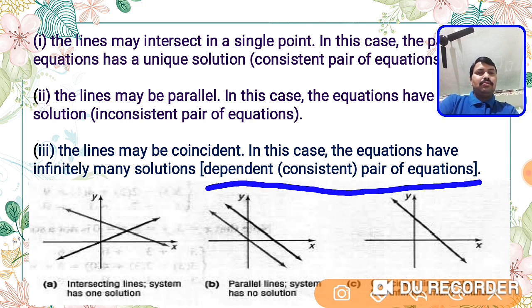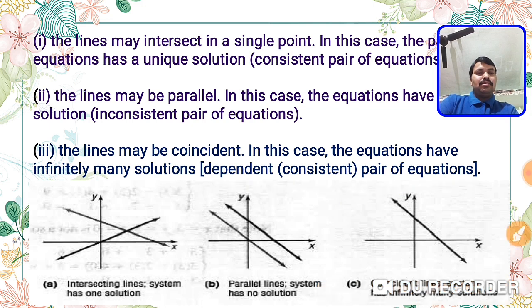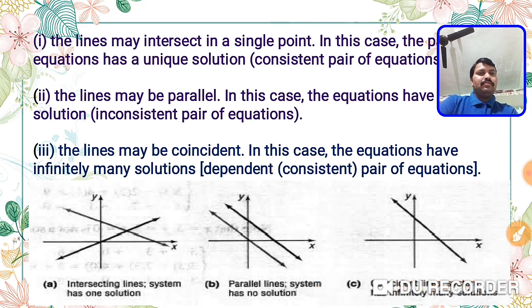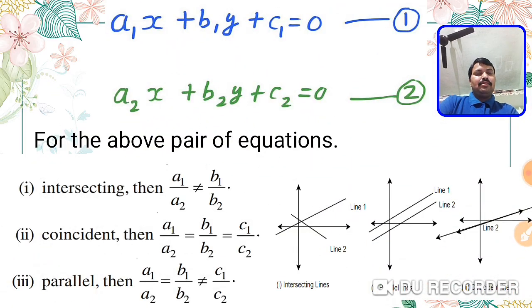So we found that in the case of intersecting lines, the system has one solution. In the case of parallel lines, the system has no solution. And in case the lines are coincident, the system has infinitely many solutions. So we can find this behavior of lines by just finding the ratio of their coefficients.